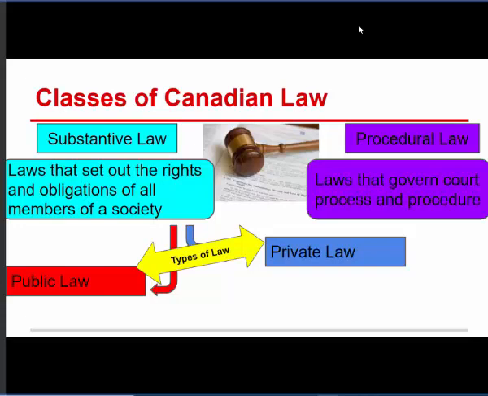Procedural law are the laws that govern court process and procedure. So if you have to go in and get married, procedural law covers the process of the paperwork that you need to fill out to get there. These are all the clerks. These are all the folks that are at the Ministry of Transportation. They are participating in procedural law. So we can see again that law comes into every aspect of our lives.